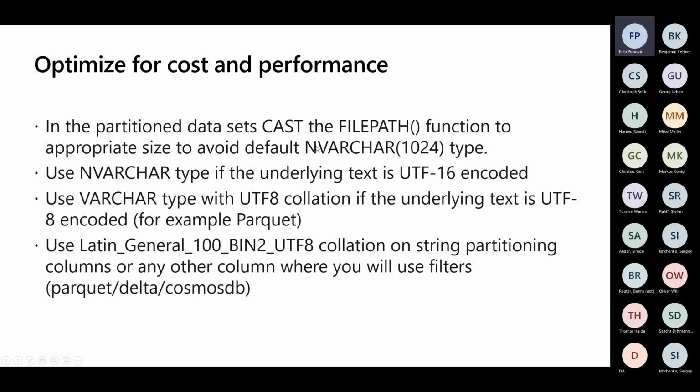So if you want optimal performance, it is a good idea to cast file path to whatever you need it to be, especially if you're surfacing it, right? Because if it is a year, it makes no sense to expose a year like nvarchar 1024. You will help even Power BI if you say, hey, cast file path as a year, so the Power BI will understand it's integer.